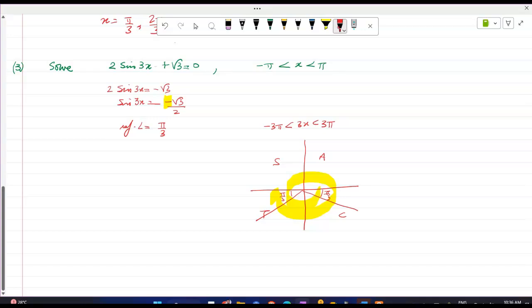Now when I'm going this way, I have to make it negative. So you have to see how many times you hit. You have to start moving from here and you have to hit this line. So 1, 2, 3 and 4.